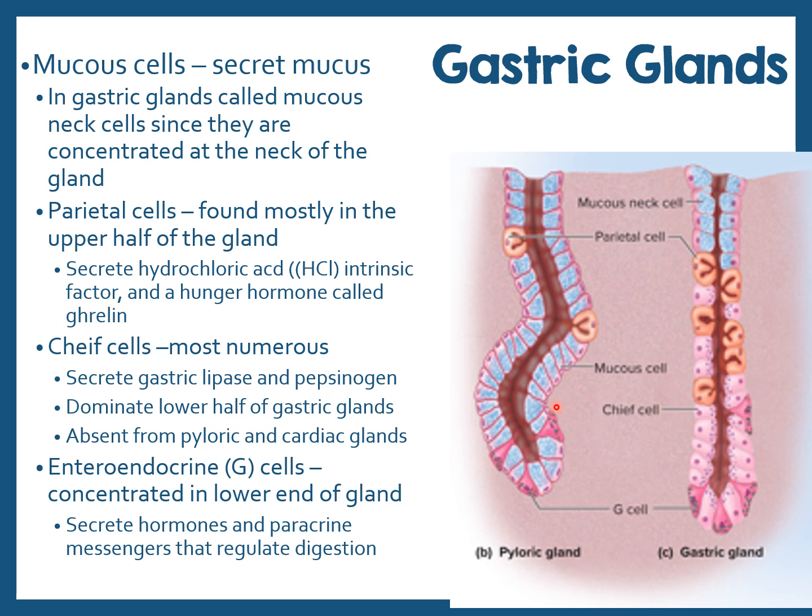And then very deep, we have the G cells. These are the ones who regulate everything because they secrete hormones. So they're going to have a paracrine effect, and they're going to regulate digestion. And they are called enteroendocrine cells, right? So our G cells regulate digestion.